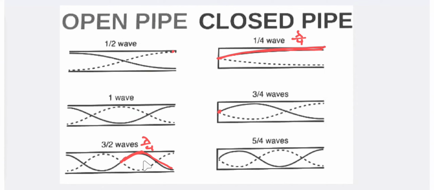So this is 3 lambda by 4. Then this is 1 lambda, and this is lambda by 4. So lambda plus lambda by 4 is 4 lambda plus lambda by 4, that is 5 lambda by 4. So you need to remember these drawings and you need to practice these drawings.